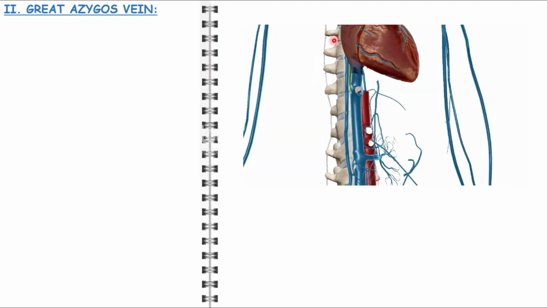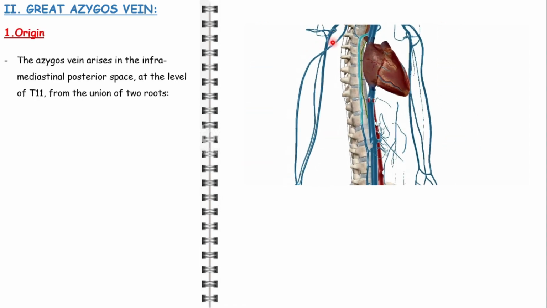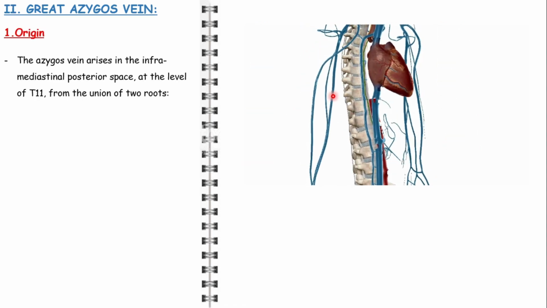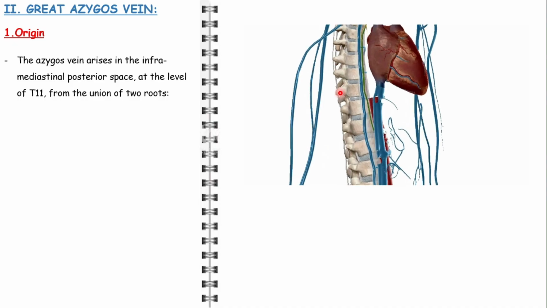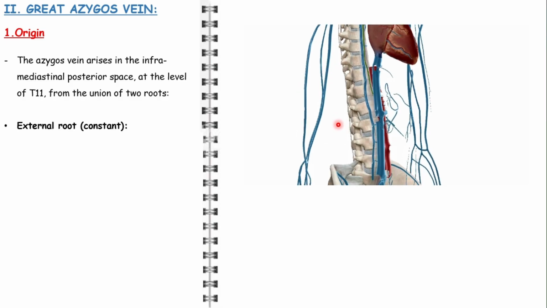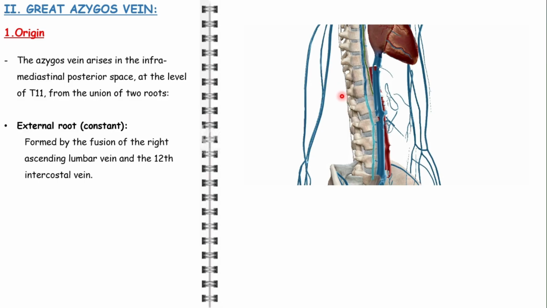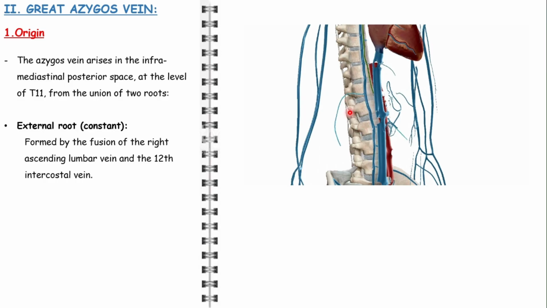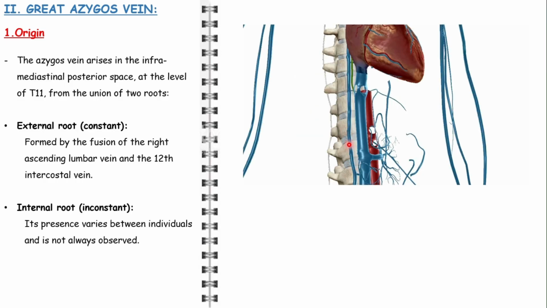Let's start with the great azygos vein. The azygos vein arises in the inframediastinal posterior space, from the union of two roots at the level of T11. An external root that is constant, formed by the fusion of the right ascending lumbar vein and the 12th intercostal vein, and an internal root that is inconstant.